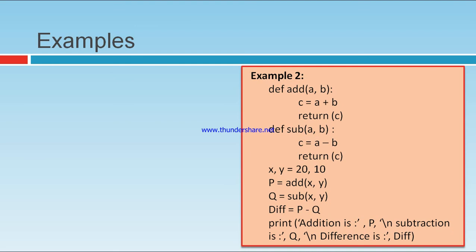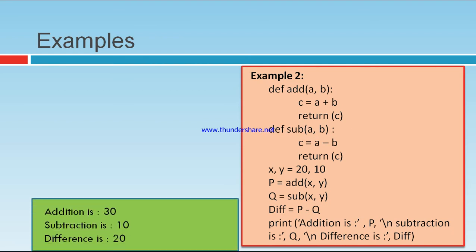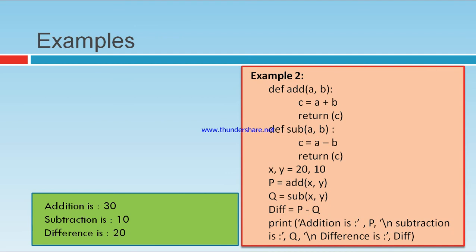So here, the value of P and Q. P means what? P contains the result of add function. Q contains the result of sub function. And the result is called in this program for further operation. Right? Just see the result, output of this particular program. The output is same. But here, if we use return statement inside the function, we can use the resulting value of the function in our program. Just see diff equal to P minus Q. Here, resulting value of both these functions are further used in our program.